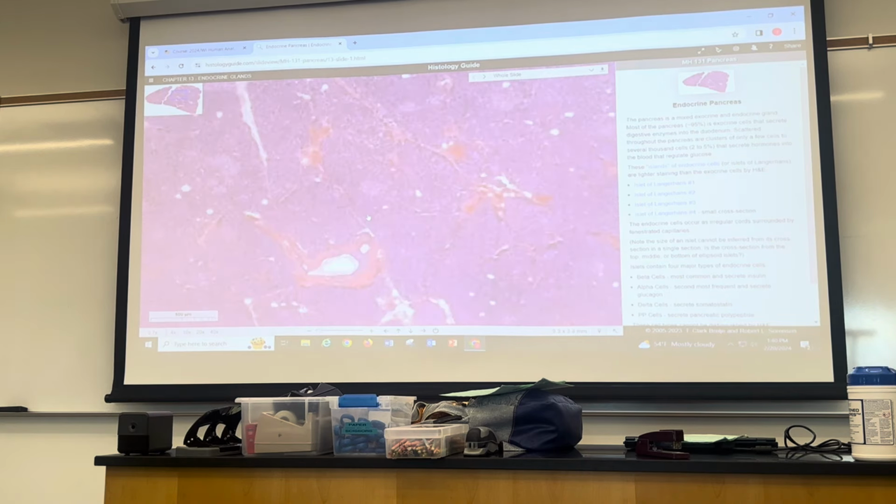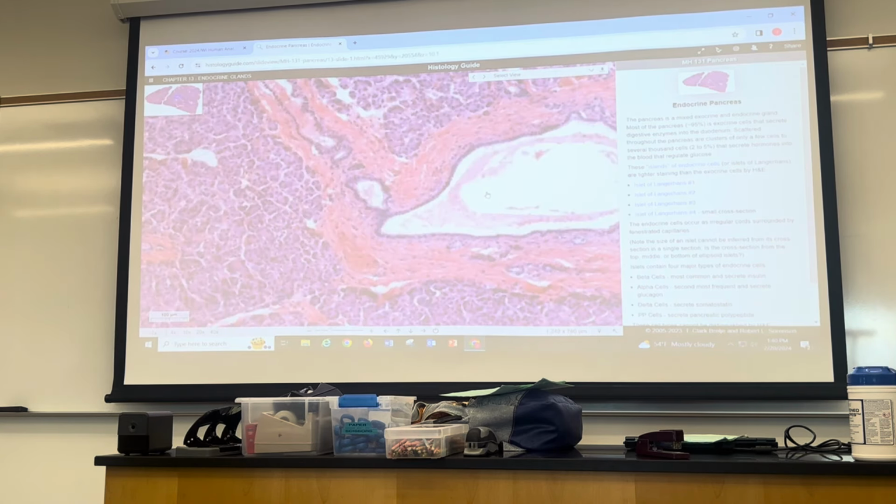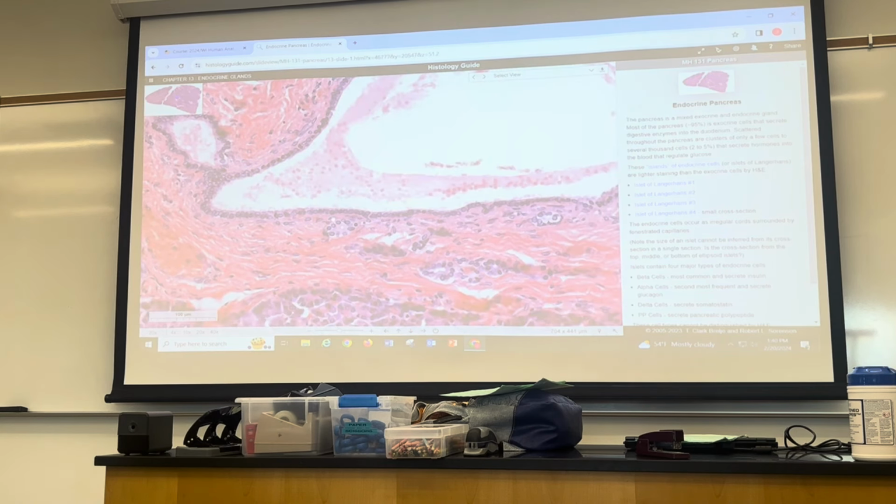And remember, if you have a duct in the pancreas, it's gonna be lined by simple cuboidal to columnar epithelia.